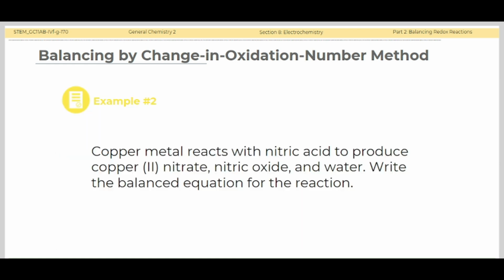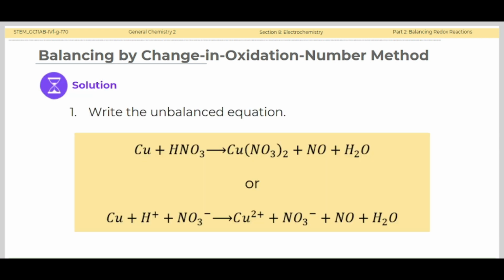Example number 2. Copper metal reacts with nitric acid to produce copper-2 nitrate, nitric oxide, and water. Write the balanced equation for the reaction. Write the unbalanced equation. In many cases, it is better in balancing that salts and other strong electrolytes, strong acids and strong bases are written in a way that ions are separated from each other.